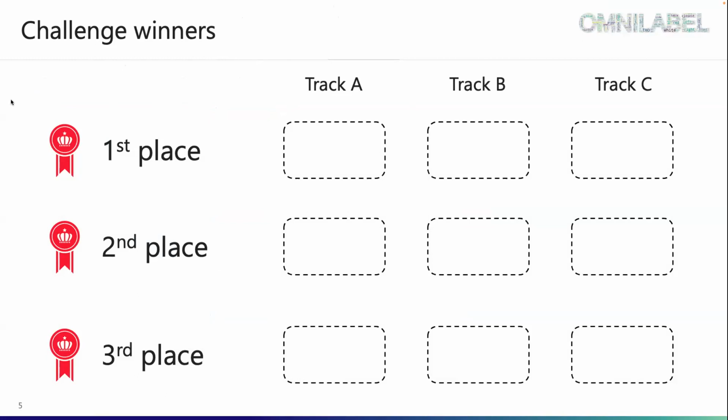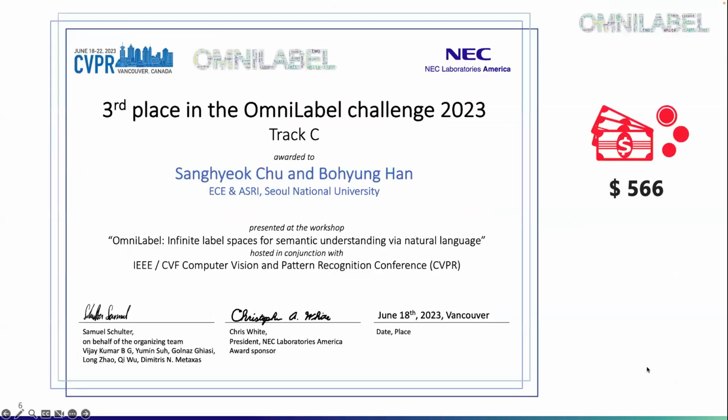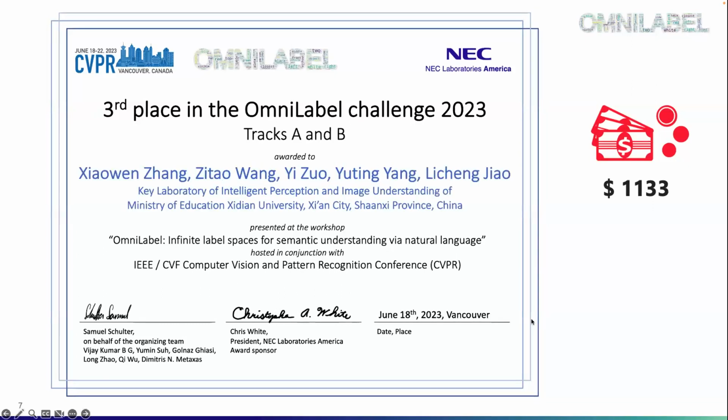Sorry, I was muted. So yeah, it's my pleasure to announce the winners of the first OmniLabel challenge. The third place winner of track C is Sang-hyuk Chu and Bo Hyung-han. Congratulations. The third place winner of track A and B is Xiaowen Zhang, Zitao Wang, Yi Zhou, Yu Ting Wang, and Li Chong Zhao. Congratulations.